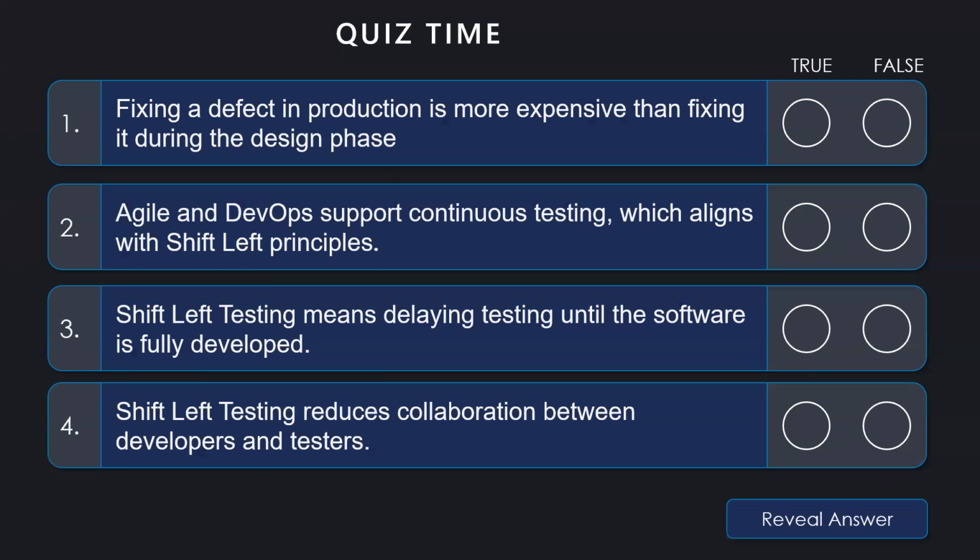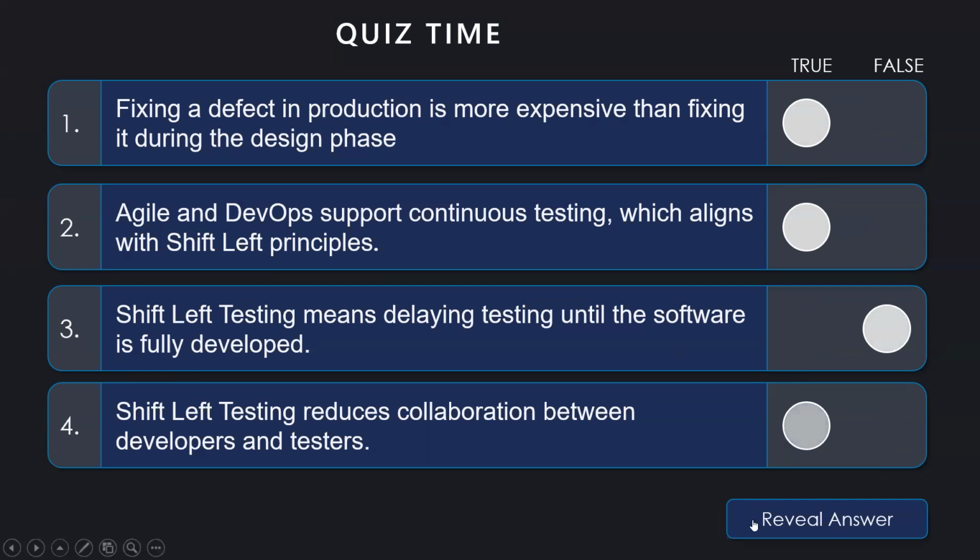Fixing a defect in production is more expensive than fixing it during the design phase. That is true. Agile and DevOps support continuous testing, which aligns with shift left principles. That is true too. Shift left testing means delaying testing until the software is fully developed. That is false. Shift left testing reduces collaboration between developers and testers. That is false. Okay, I'll reveal the answers. Yes, we have done it correctly.